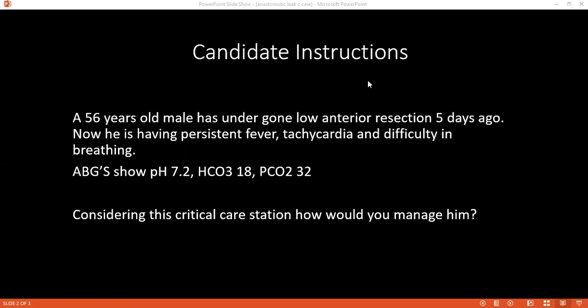Okay. Can you please tell me what are your possible diagnoses, or what are your suspicions? What do you think might be the cause behind this condition of the patient? A patient has undergone low anterior resection, so it can be because of sepsis or peritonitis due to anastomotic leakage.